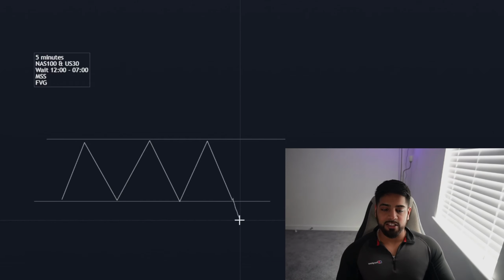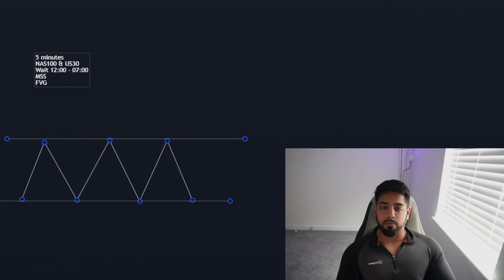So let's say in this instance, we get a sweep of the low. Now, once we've got a sweep of that low, what we're going to do is wait for a market structure shift. So we've swept the low, and now we're going to wait for this lower high to get broken. Once we break that lower high, we've now had that market structure shift. So from here, we identify the fair value gap, which gave us that market structure shift.